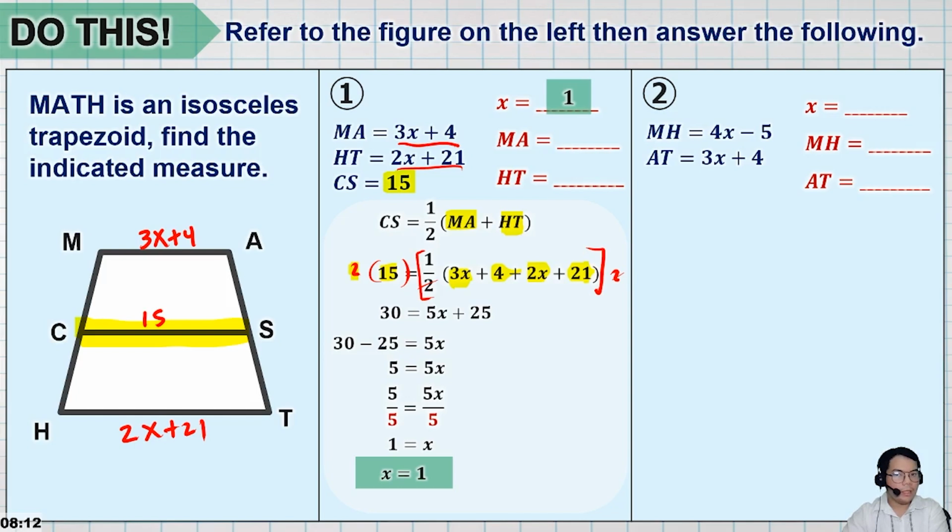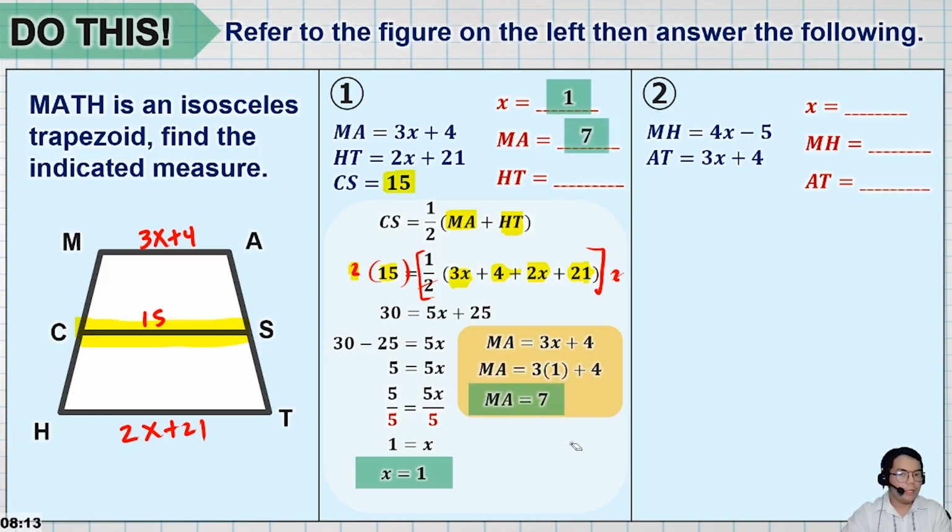And then, for us to identify the value of MA, gagawin natin dyan is to substitute na lang. So, substitute natin ang value ng or measurement ng MA natin is 3x plus 4. Since alam natin yung value ng x ay 1, papalitan lang natin yung variable x na yun ng 1. Therefore, we'll be having 3 times 1 plus 4. At ang makuha nating value niyan is 7. So 3 times 1 is 3 plus 4 is equal to 7. Therefore, the measurement of base or line segment MA is gonna be equal to 7.